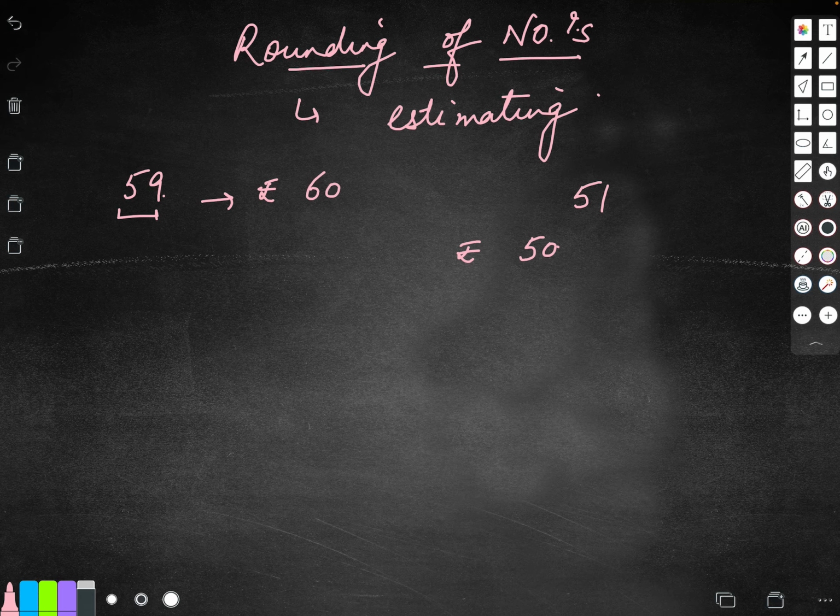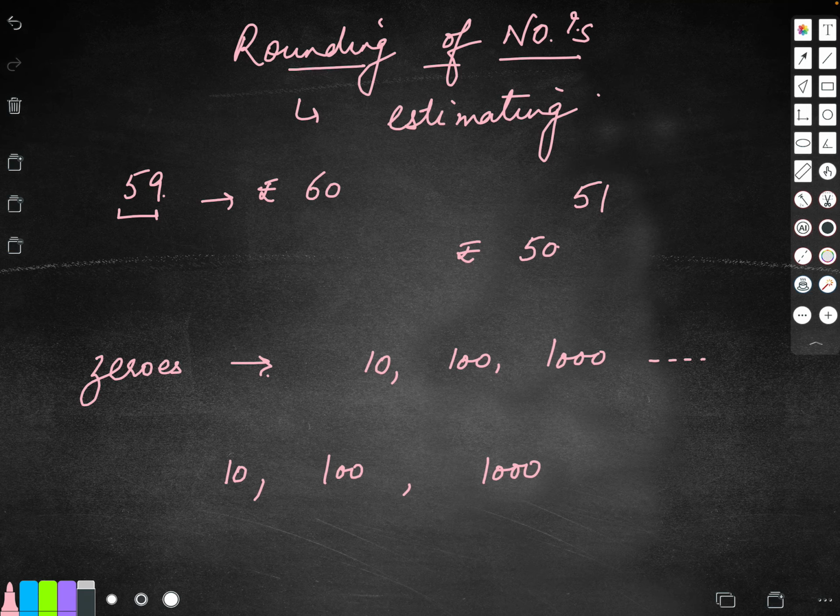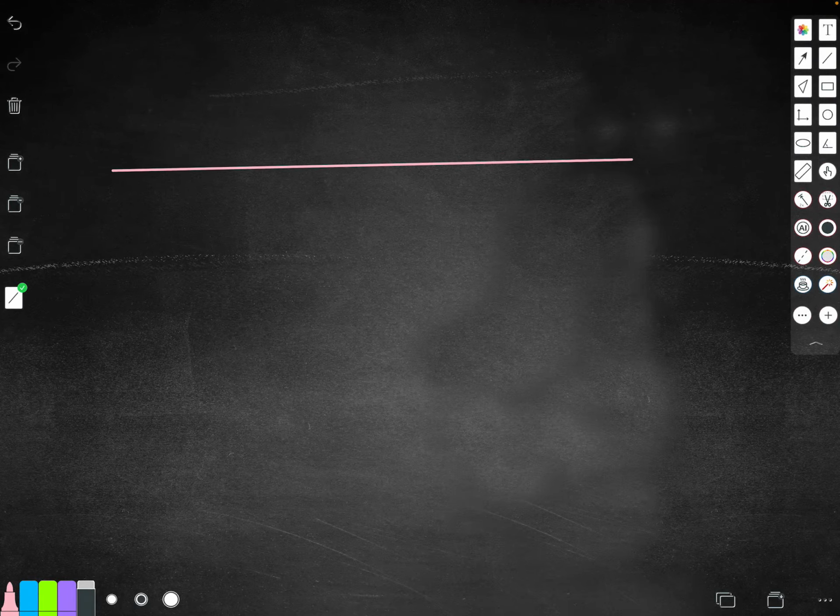Now, what do we mean by the nearest zero, children? What do we mean if I say the word zeros in mathematics? It means I am talking about 10, 100, 1000 and so on, maybe 10,000 and so on. Right? So rounding is always done to its nearest zero. In our syllabus, we have rounding of numbers to the nearest 10, to the nearest 100 and to the nearest 1000. Let us first understand, children, what actually we mean by rounding and how we do it.